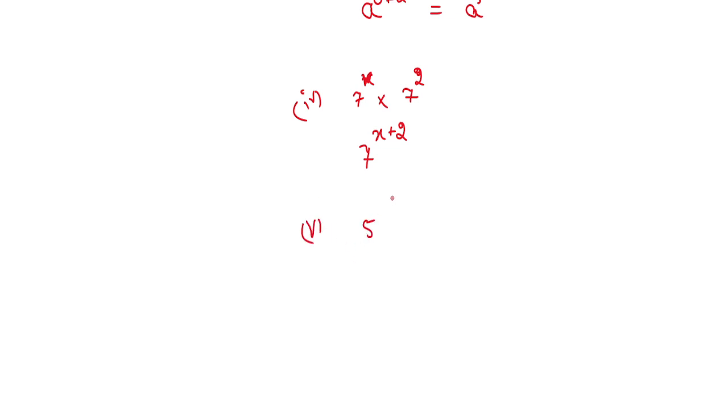5 raised to the power 2 raised to the power 2 divide 5 raised to the power 3. Now, because there is a power in power, then you have to multiply it. So 5 raised to the power 4, divide 5 raised to the power 3. Now there is a division, so you have to subtract it. So it is 5 raised to the power 1, or simply you can say it is 5.